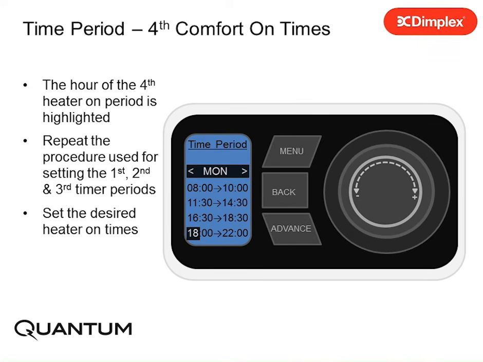The hour of the fourth heater on period is highlighted. Repeat the procedure used for the settings of the first, second and third timer periods and set the desired heater on times.